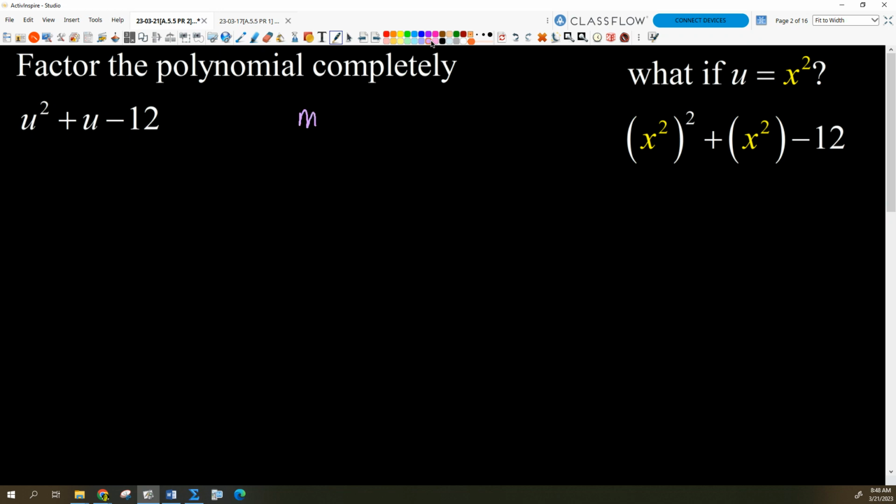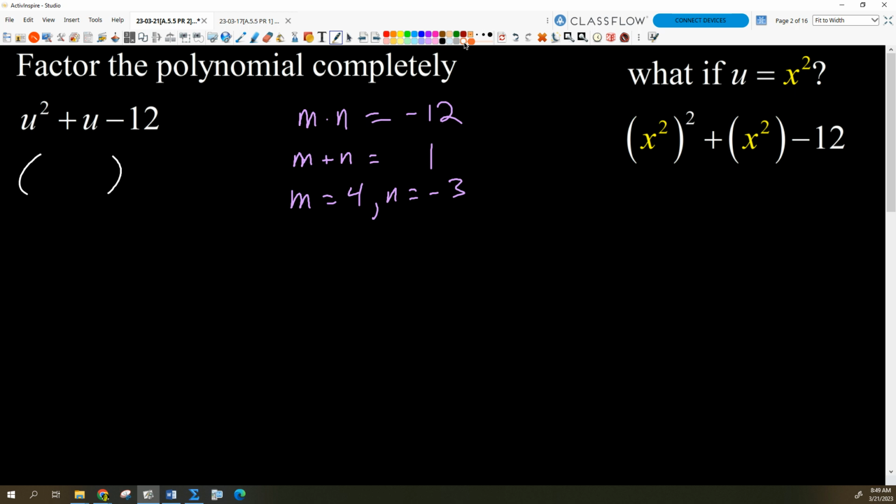The magic numbers, we'll call them m and n, would have to multiply to what and add to what? What would they have to multiply to, Johnny? Negative 12, exactly. Okay, Mackenzie, what do they have to add to? 1. Okay, good. They multiply to C and add to B, right? So what numbers do that? Yeah, 4 and negative 3, right? That makes sense? So we would say m equals 4, n equals negative 3, and we could factor that guy then.